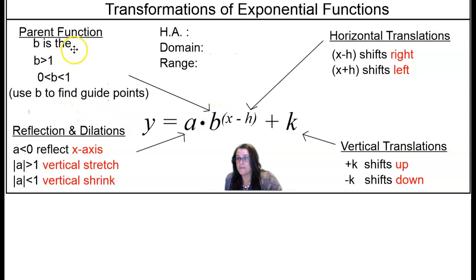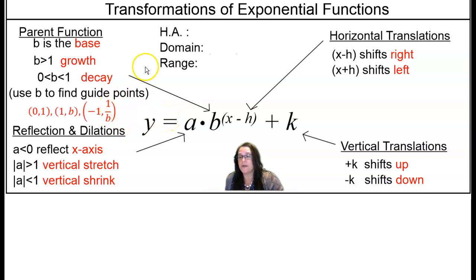Since this is an exponential function, we use the variable b to represent the base of the exponential. So b is the base. When the b is greater than 1, that's exponential growth. When the b is between 0 and 1, non-inclusive, that is exponential decay. We use that b to identify the guide points on the graph, the parent graph. So (0, 1), that's our y-intercept, (1, b), and (-1, the reciprocal of b).